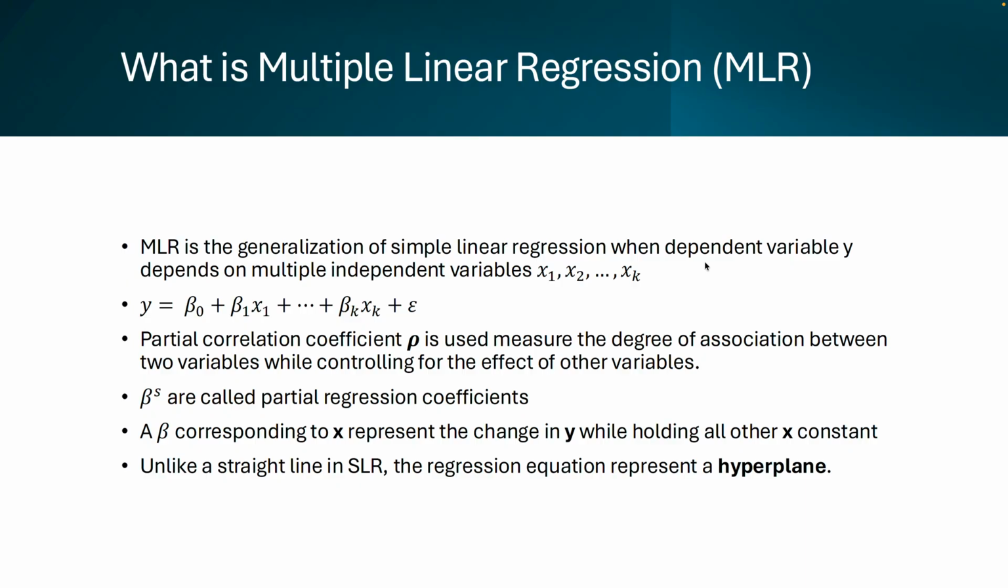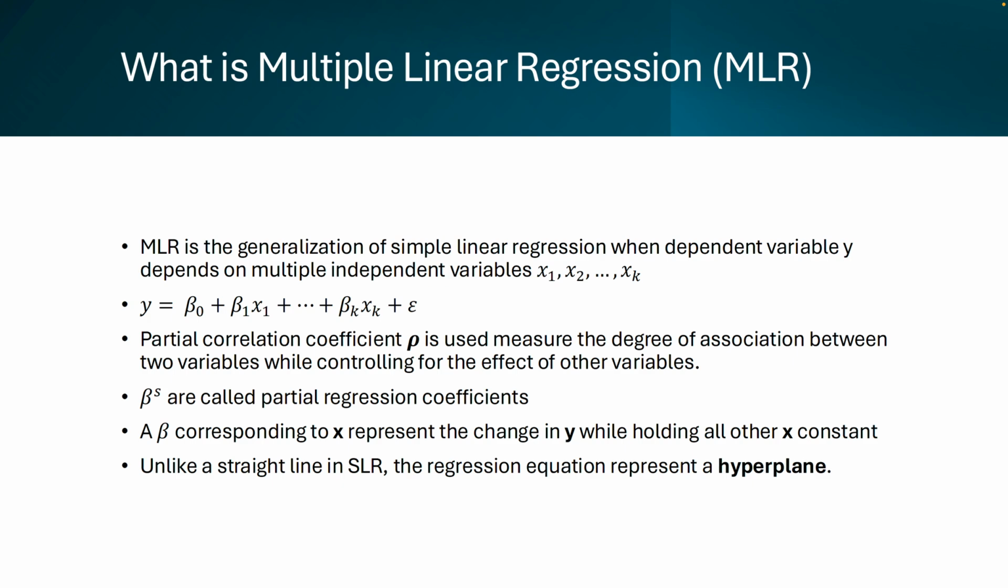The functional relationship is restricted to a linear relationship of order 1, and it is given by y equals beta naught plus beta 1 x1 plus beta 2 x2 plus, until we reach, beta k xk, plus our regular error term epsilon.